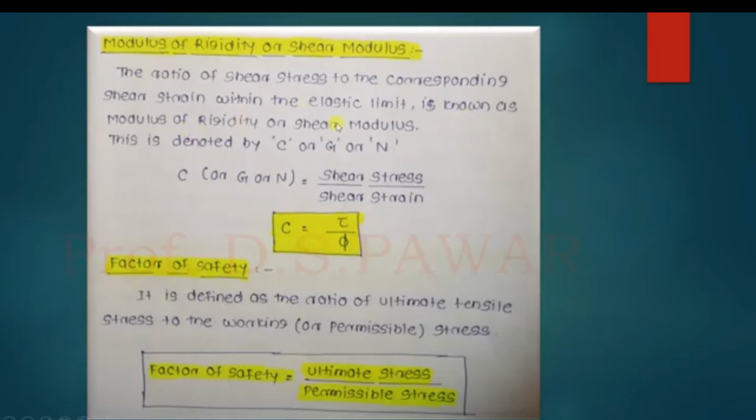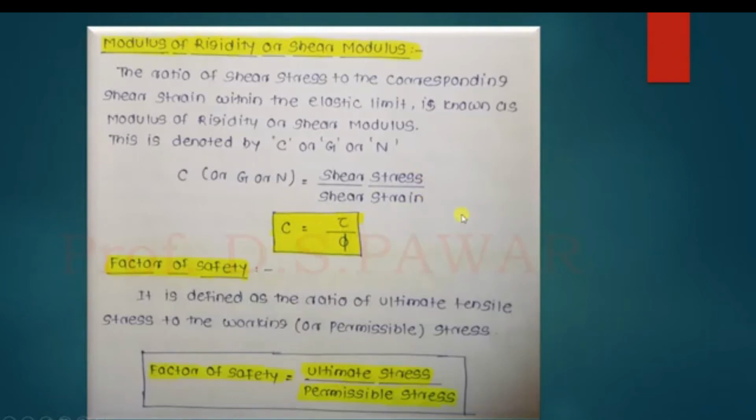We have already seen what is meant by elasticity and what is meant by elastic limit also. So the definition of modulus of rigidity is the ratio of shear stress to the shear strain. This modulus of rigidity is denoted by C, or sometimes by capital G, or by capital N. I can write here that capital C or capital G or capital N is equal to shear stress divided by shear strain. And we can represent it like this: the shear strain and the shear stress.